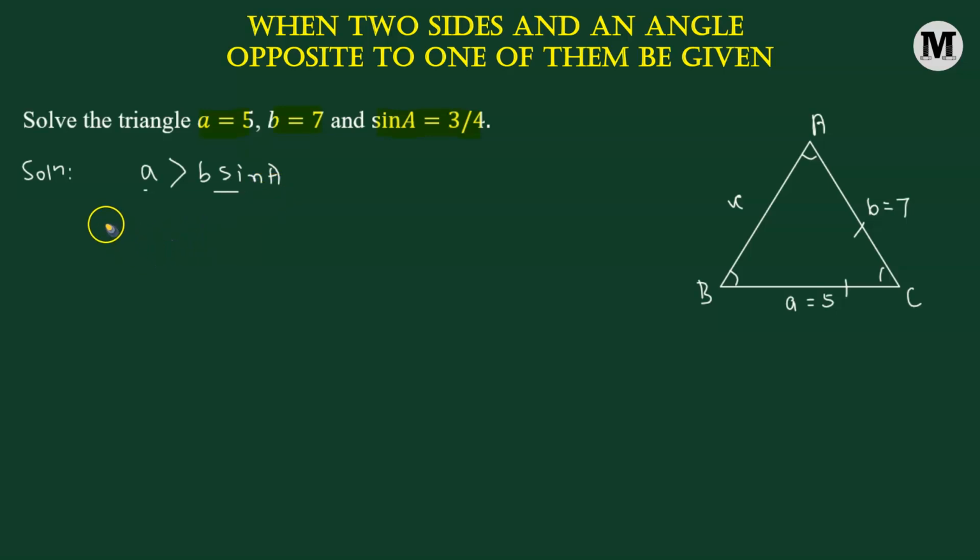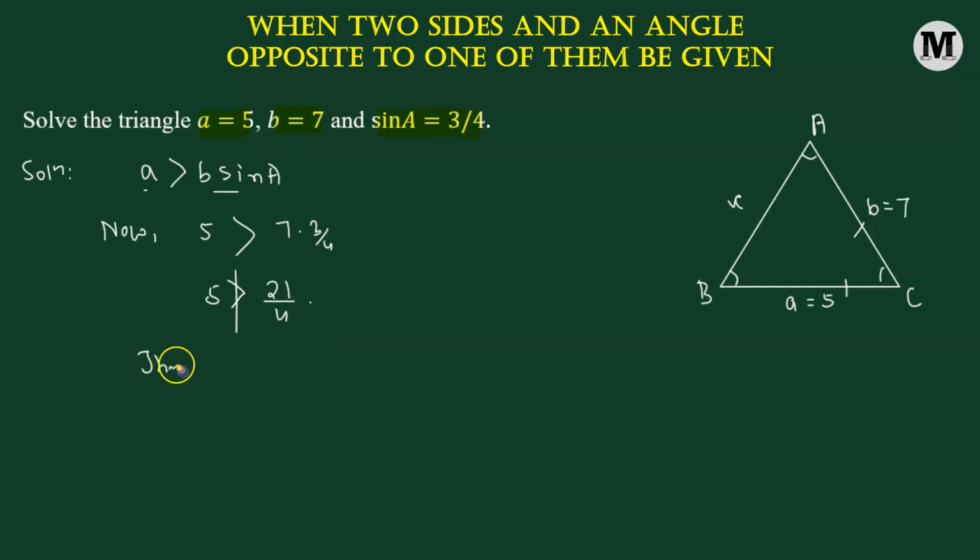Now, as we can see here, a has a measure of 5 units. b has a measure of 7 units, multiplied by sine of A. Sine of A is given as 3 over 4. Now, we need to check whether 5 is greater than 7 times 3 over 4. Now, 7 times 3, that's 21. We have 21 over 4. But clearly, this is not true. 5 is not greater than 21 over 4. In fact, it is less than 21 over 4.